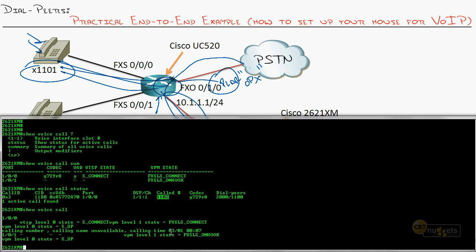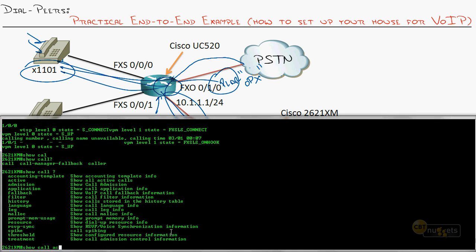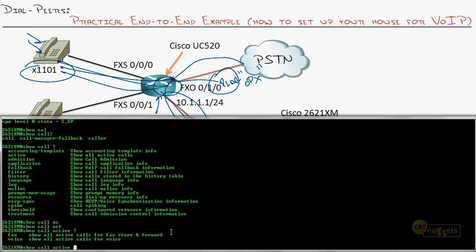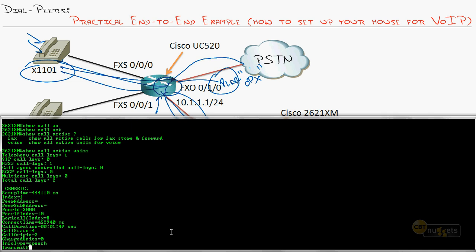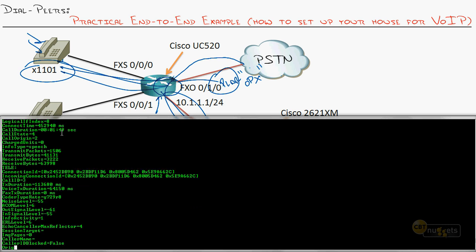Now let me do a show call active voice. This is if you really want to get nitty gritty. I want to dig in. I want to see how many bytes have been received. I want to see the peer ID. I mean, literally everything about the call. How many call legs are actually active? And again, from this router's perspective, this is the 2621XM. I see two active, one incoming POTS, one outgoing voice over IP call legs that are there.